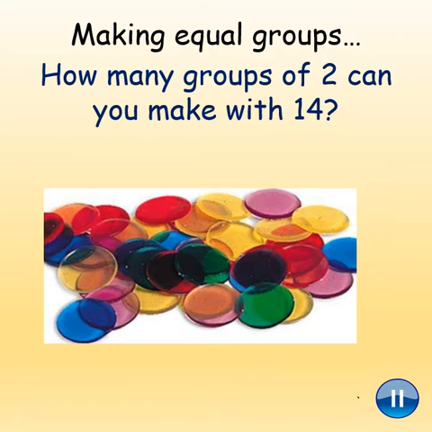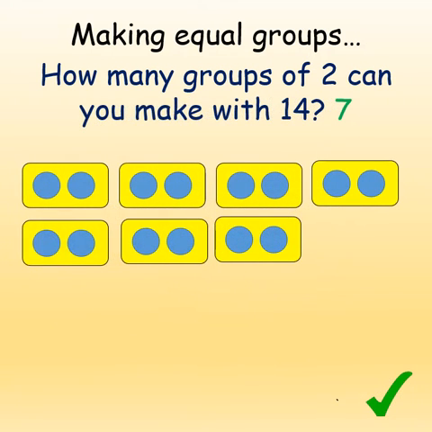Okay, this time I would like you to see how many groups of 2 can you make with 14. Pause the video here so you've got time to have a go. Okay, let's check. You should have made 7 groups and each group should have 2 counters in. So how many groups of 2 can you make with 14? You should have found that it is 7. So well done if you got that right.